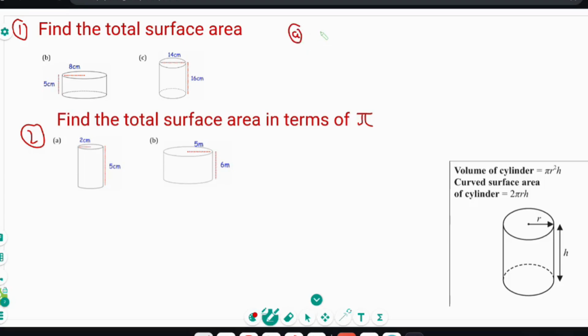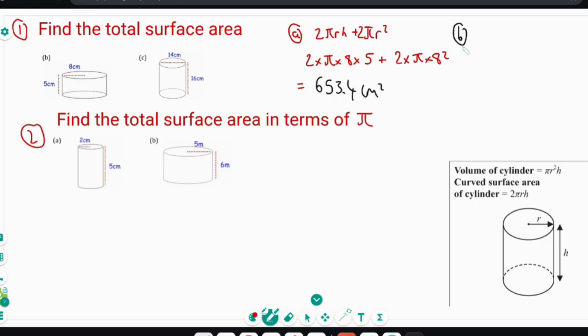Part A, 2 pi r h plus pi r squared. Nope, 2 pi r squared, 2 circles. So 2 times pi times radius times height plus 2 times pi times 8 squared. Type it in your calculator. We have 653.4.